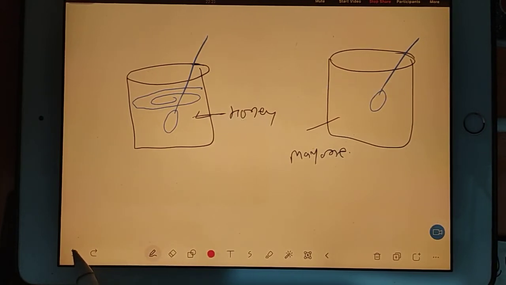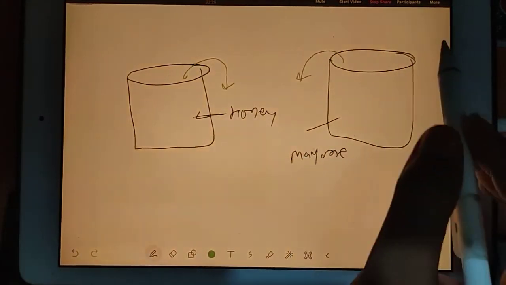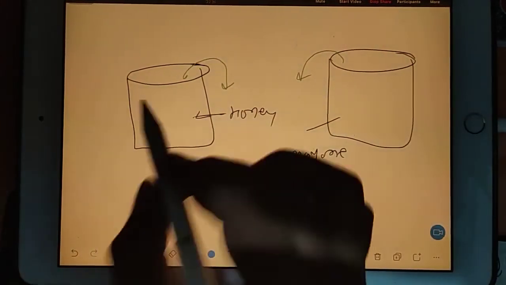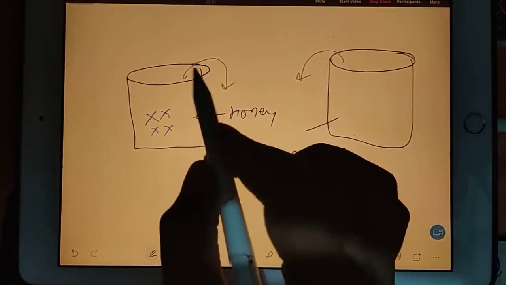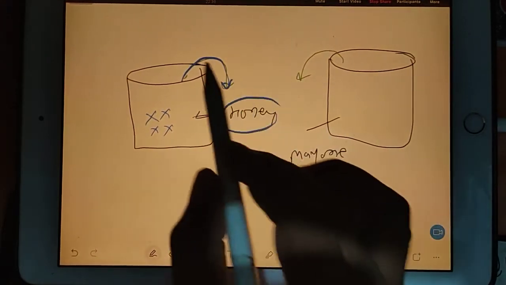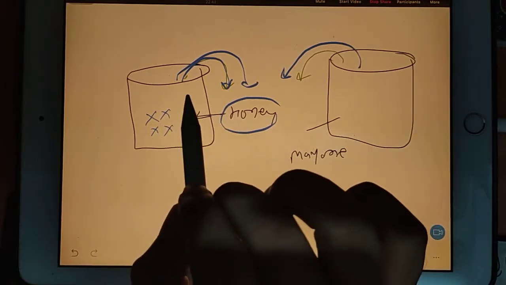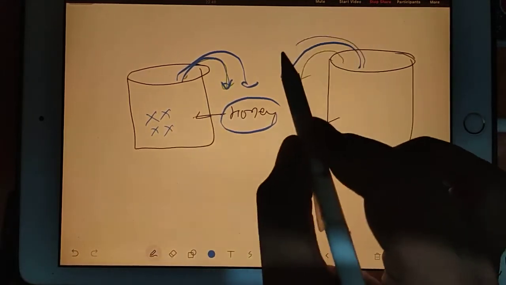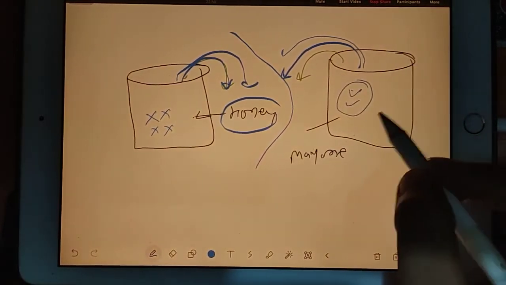Then what will I do? After removing the spoon, I will pour the honey like this and I will pour the mayonnaise like this. So now you can see, earlier honey was offering more resistance, but when you pour the honey, it will be poured easily, but mayonnaise you cannot pour. Definitely it will come down, but as compared to honey, this time mayonnaise will offer resistance.